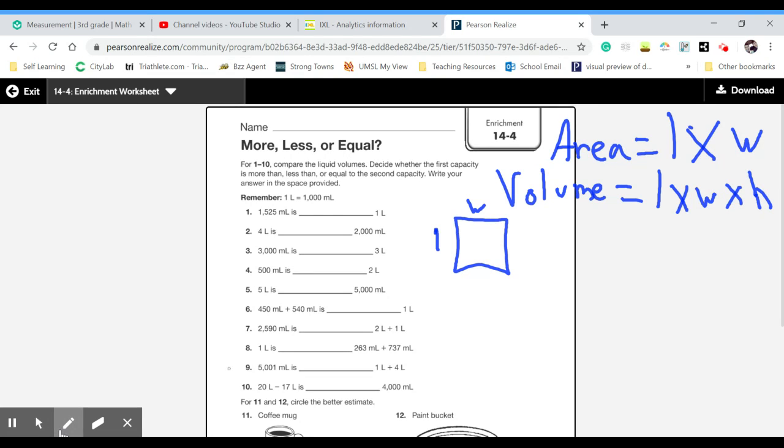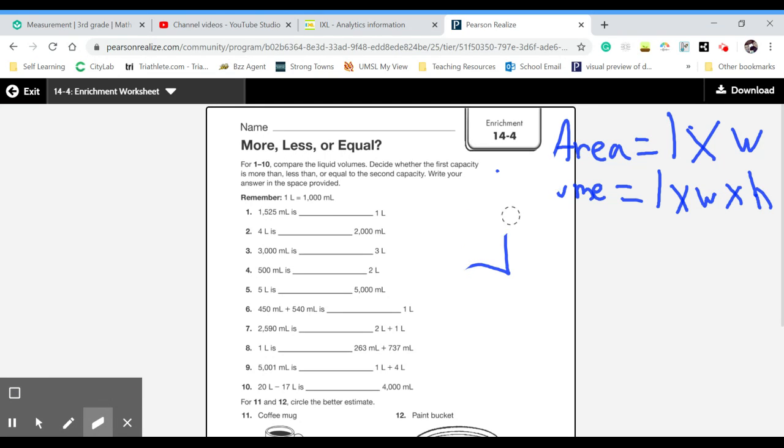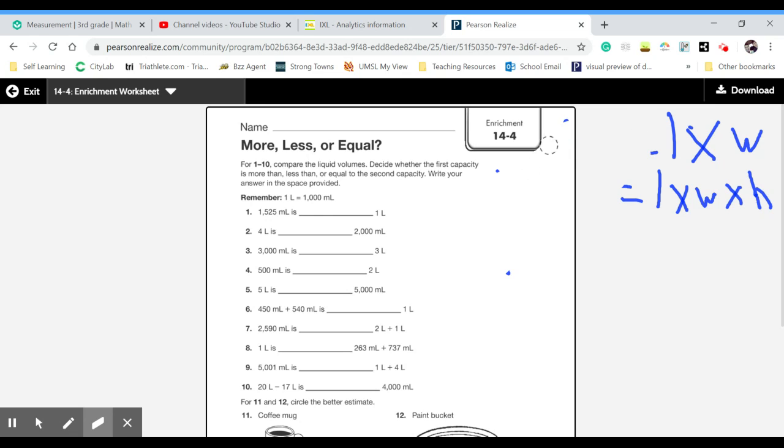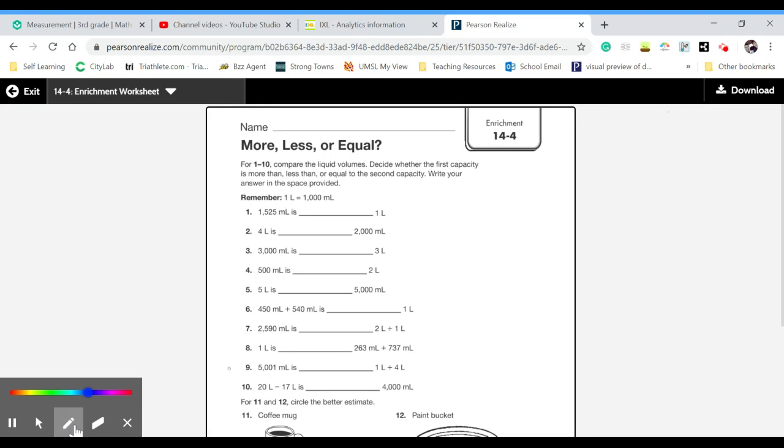Now, moving further, let's work on the worksheet that we're going to be doing today. You'll find this in Pearson Realize. Pearson Realize will have an assignment for them. It'll be 14 for enrichment. It'll be a worksheet that they can work on. You can print that out or kind of do what I'm doing if you have that capability at home.